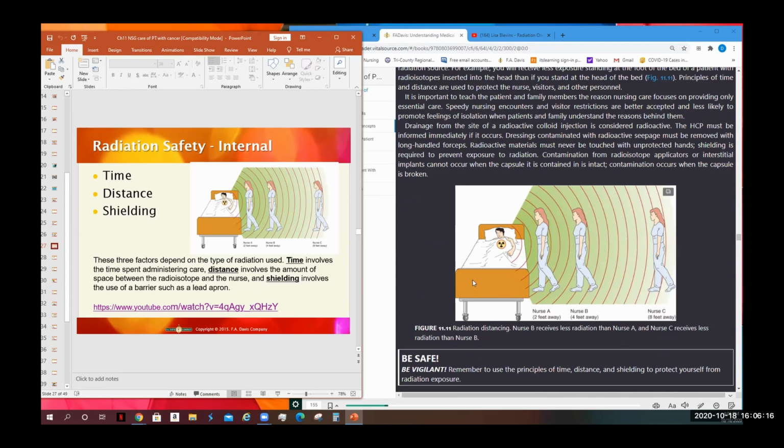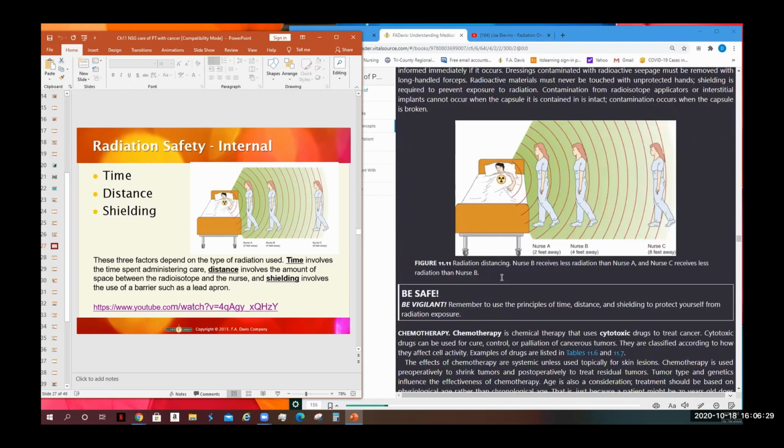Contamination from radioisotope applicators or interstitial implants cannot occur when the capsule it is contained in is intact. Contamination occurs when the capsule is broken. Be safe. Be vigilant. Remember to use the principles of time, distance, and shielding to protect yourself from radiation exposure.